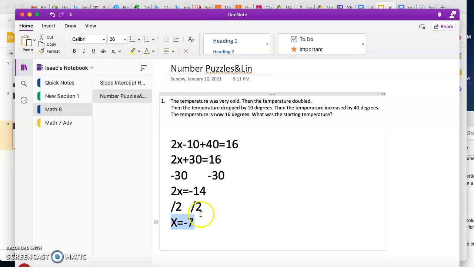And there it is. Now I finally know the original temperature was negative 7 degrees.